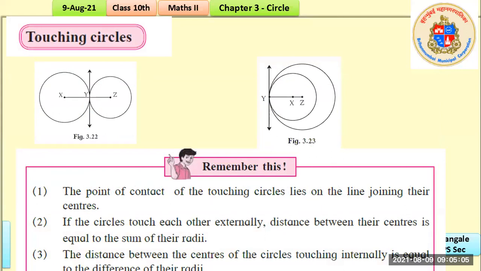What happens when the circles touch externally, and what happens when they touch each other internally? How to find the distance between the centers of the circles, right? In the first case, when you look at this image, if the circles are touching externally, then to find the distance between the centers, you need to add the radii of both the circles. And for the second image, where the circles are touching each other internally, to find the distance between the centers, you need to subtract the radii.